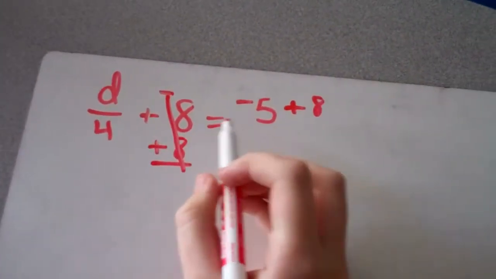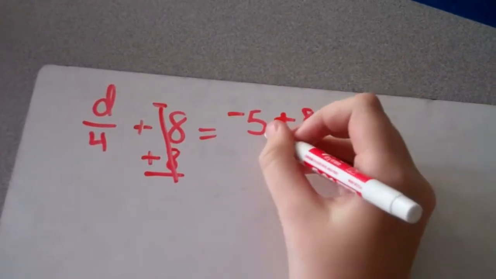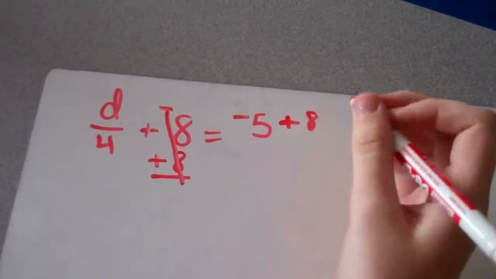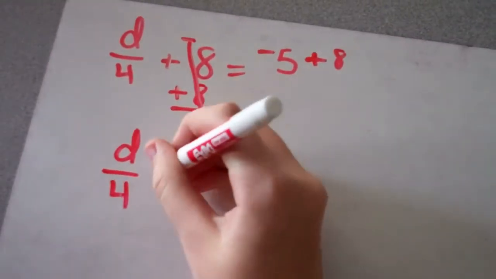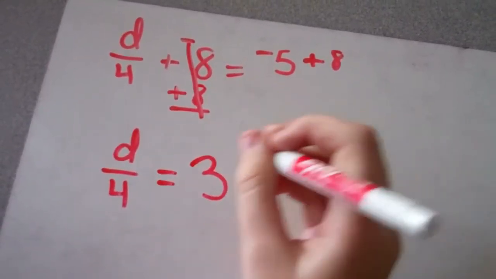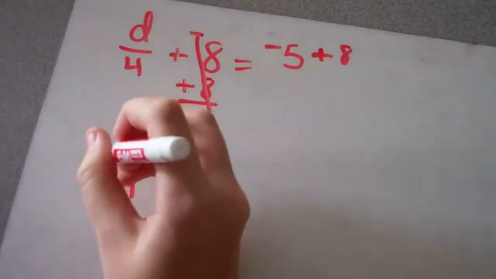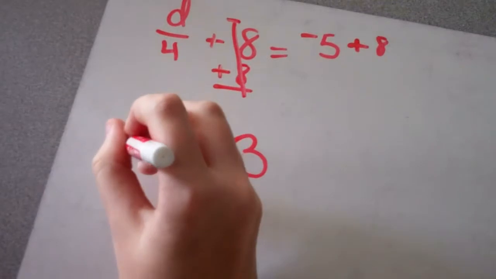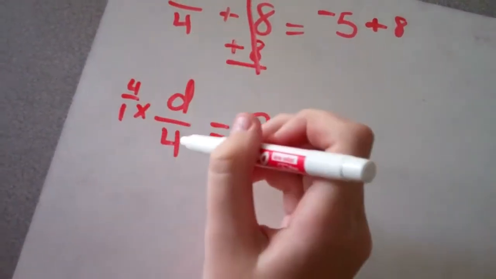Now I must do this to both sides to keep it a balanced equation. So negative 5 plus 8 equals 3. For this step, I will multiply d over 4 by 4 because that will cancel out the 4, even though it is multiplying, by using cross-canceling.